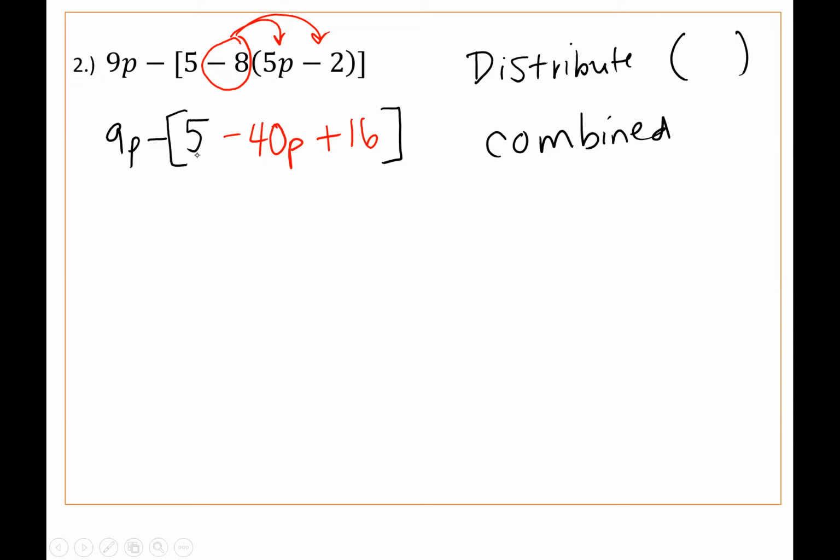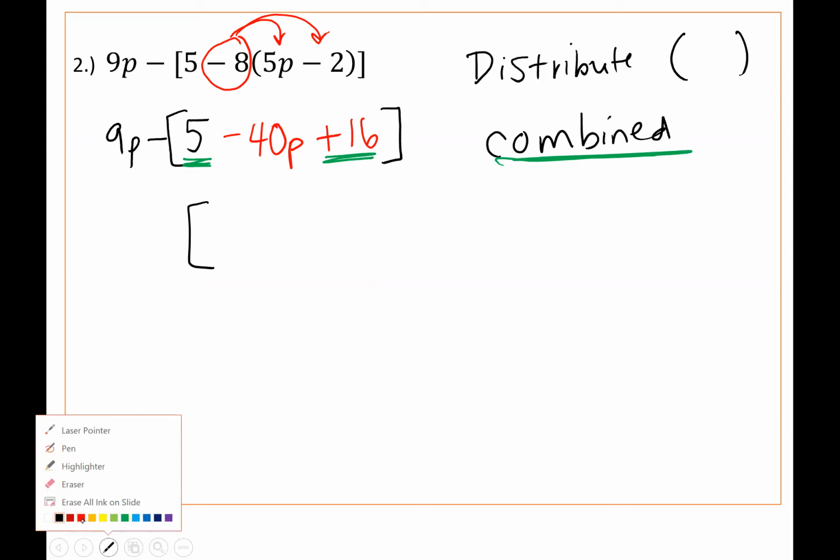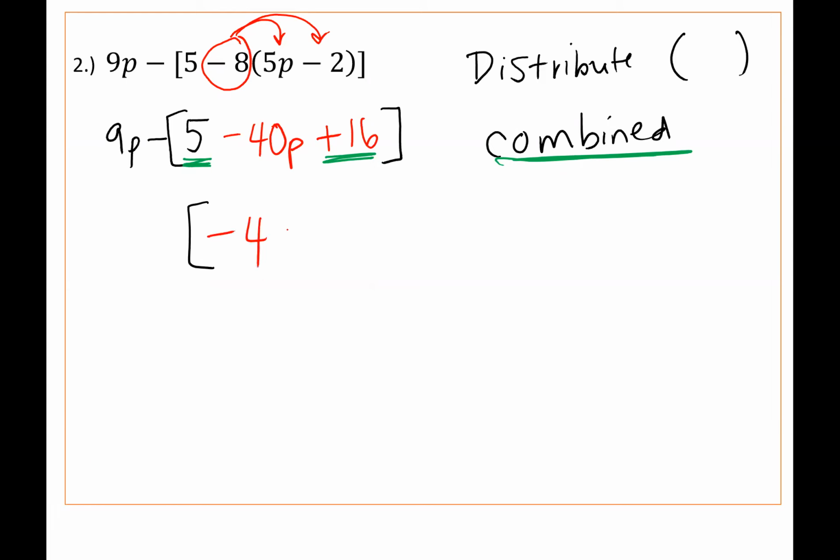Let's take a look inside these square brackets. 5 minus 40p plus 16. Okay, so what we can combine, the like terms are 5 and 16. 5 plus 16 is 21. Okay, so when I rewrite what's in these square brackets, I'm going to just write minus 40p and then plus 21 because I combined the 5 plus 16 to make positive 21.